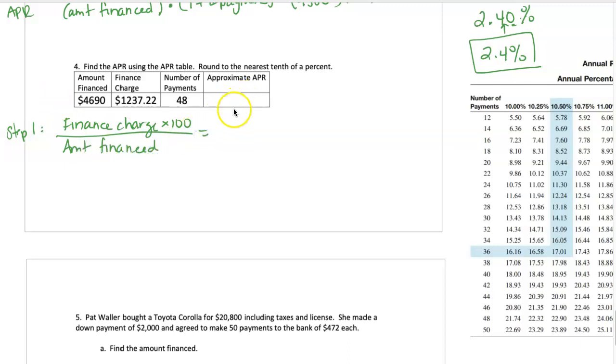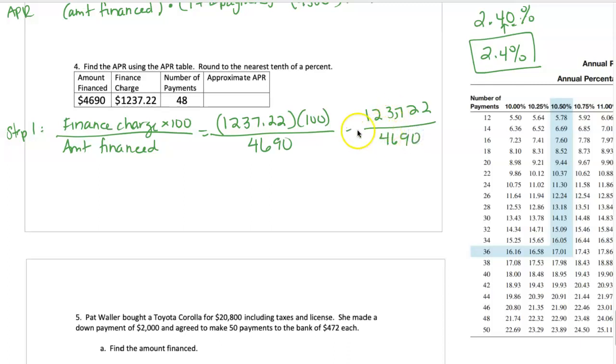So again, let's simplify that numerator. The finance charge of $1,237.22 times 100 is going to give us $123,722. The amount financed was given as $4,690. If we divide, I get a decimal of 26.37995736. And we're going to look in the table.